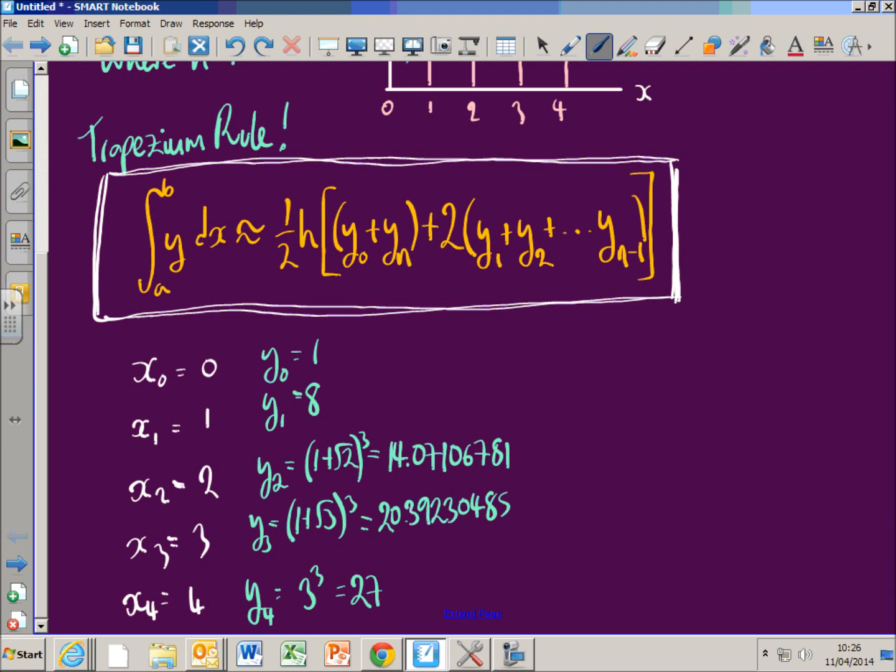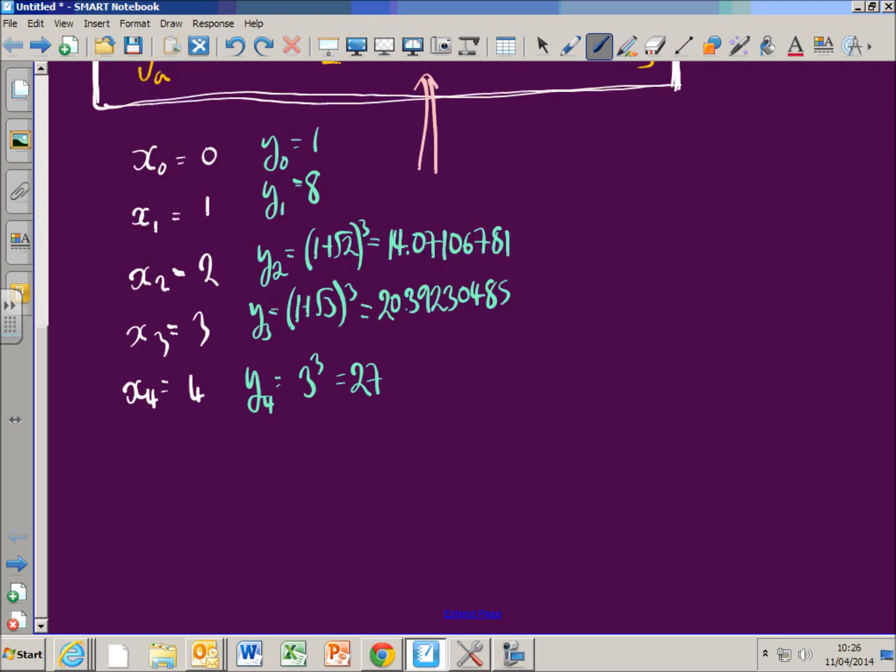Okay, so those are the y values, and now I just plug them into the trapezium rule, which you get in the formula book. So what we're saying is that if I want to integrate between 0 and 4, 1 plus root x all cubed, the answer is approximately equal to a half of h. Well, h was just 1, so this is a half times the first y, 1, plus the last y, 27, plus 2 lots of all the other ones.